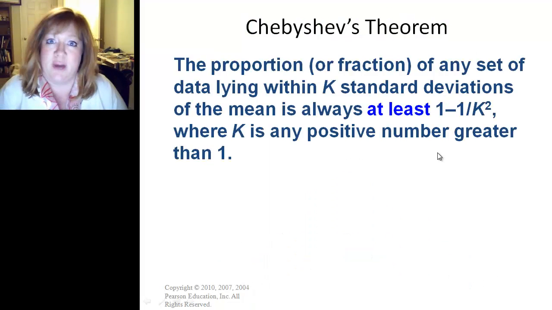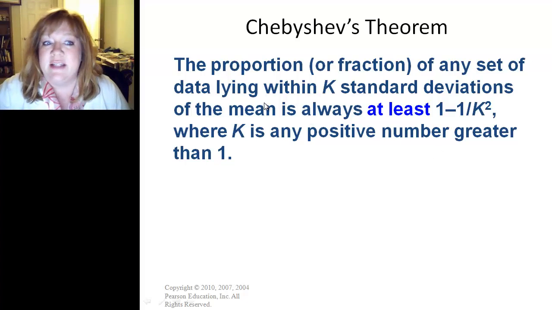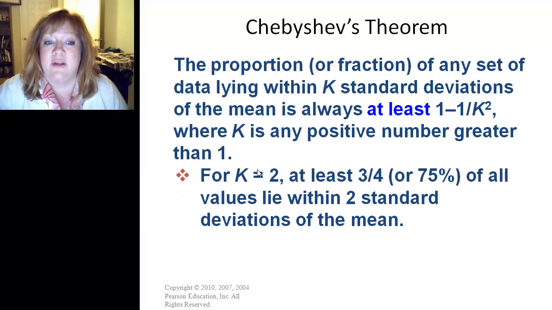Chebyshev's theorem. On the quiz, people were a little unsure about this. So what it states is that the proportion of any set of data lying within k standard deviations, k is the number of standard deviations, is always at least 1 minus 1 over k squared. K is any positive number that's bigger than 1. So let's see how this works.